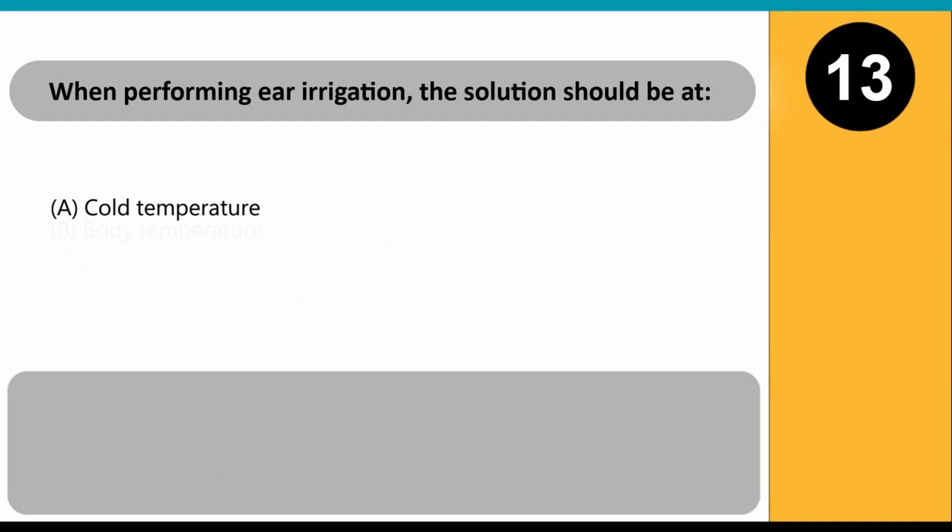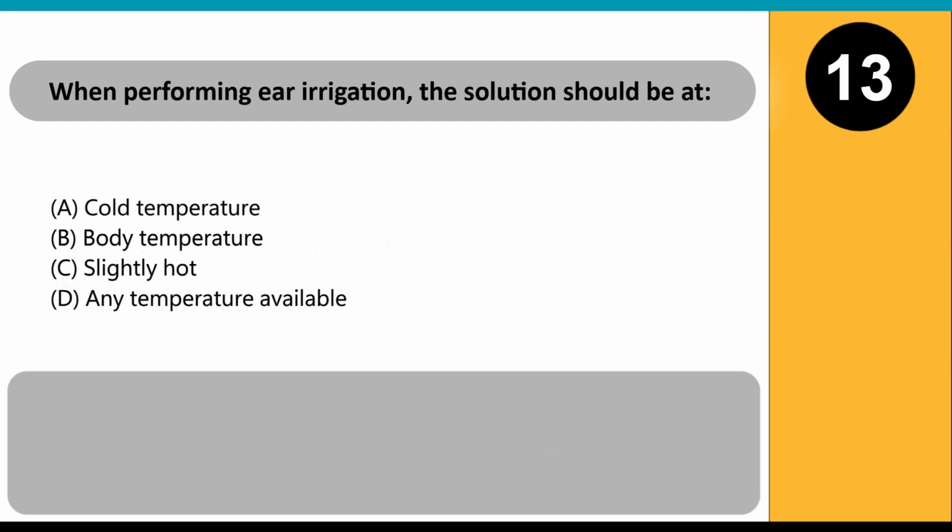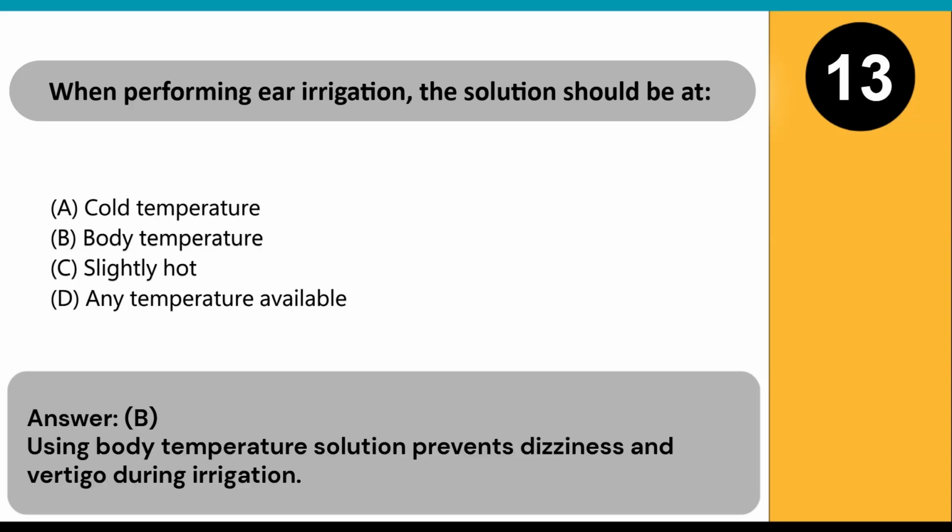When performing ear irrigation, the solution should be at A. Cold temperature, B. Body temperature, C. Slightly hot, D. Any temperature available. Answer: B. Using body temperature solution prevents dizziness and vertigo during irrigation.